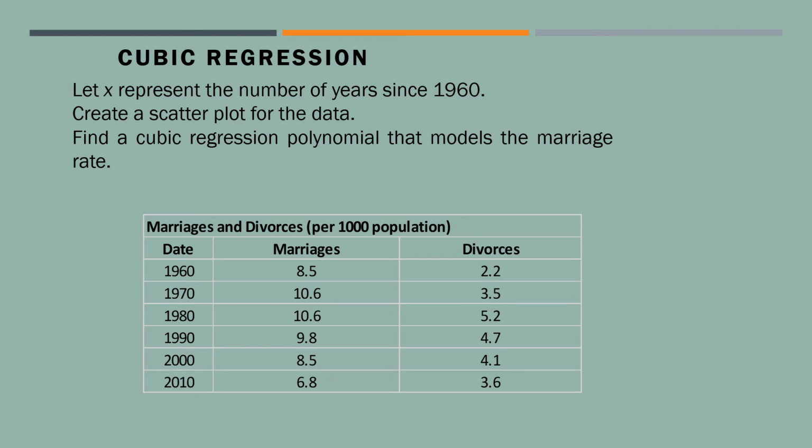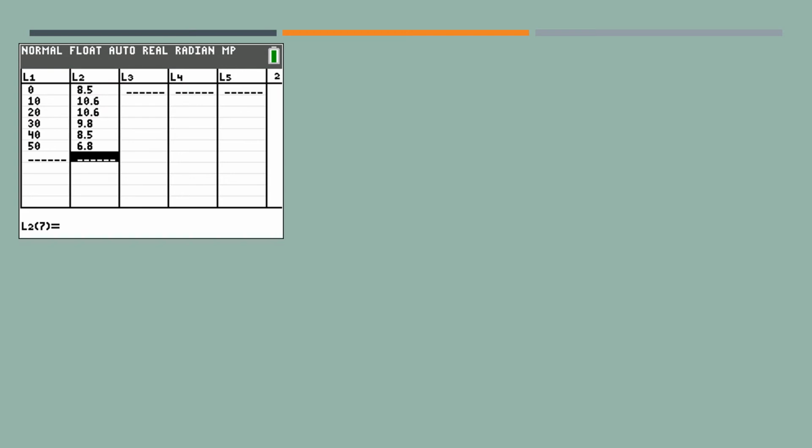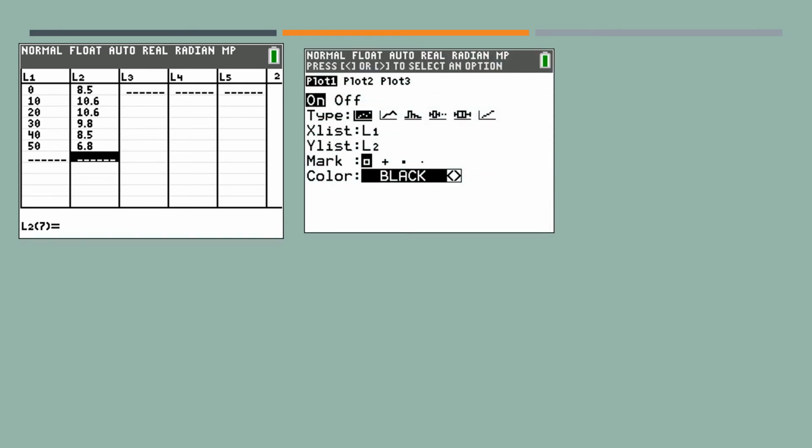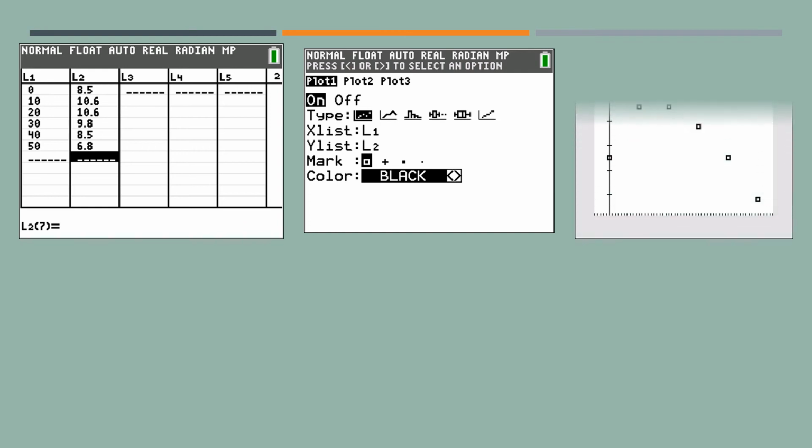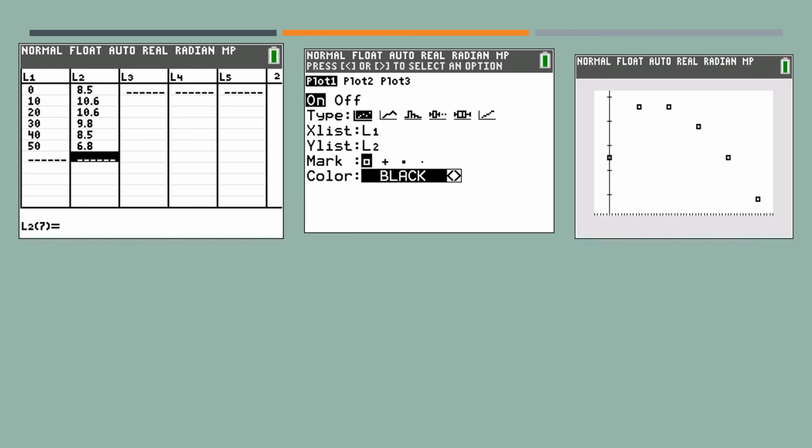So let us take the first two columns and enter that in a graphing calculator. Since it starts from the initial point, we take L1 as 0, 10, 20, 30, 40, 50, and the marriage values are given. So that is taken under L1 and L2. And use your stat plot to select the scatter plot as we did in linear regression. We can graph the plot. We can just get the scatter plot. The points are all scattered all over.